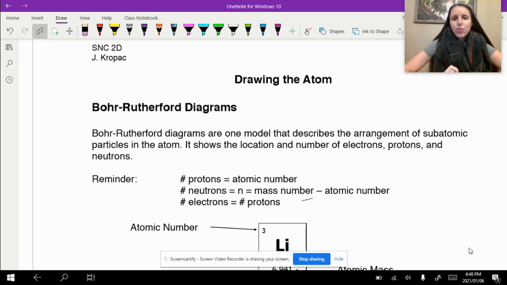All right, we are continuing on with our review. So right now we're going to do some grade 9 and some grade 10 review. Really important though, Bohr-Rutherford diagrams, they never go away. So you're going to be looking at Bohr-Rutherford diagrams. This year we're also going to be using Lewis diagrams as well too. It's a really great shortcut.